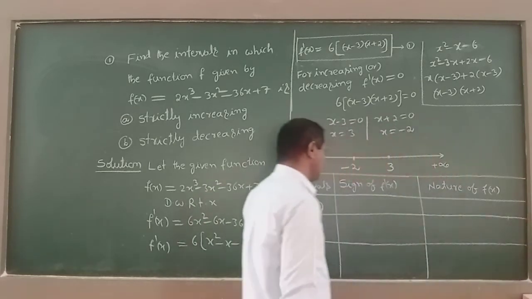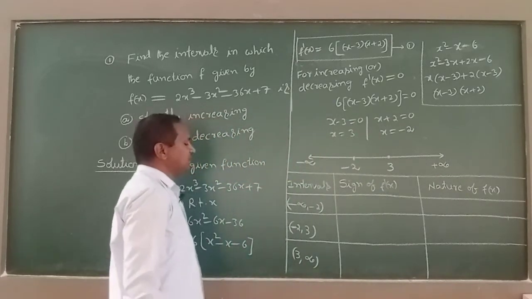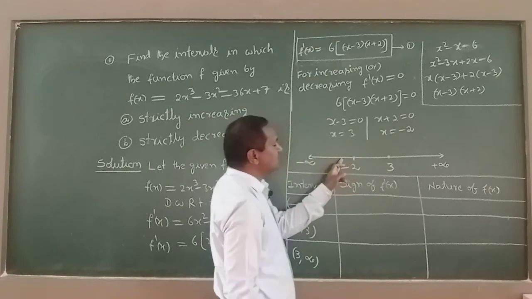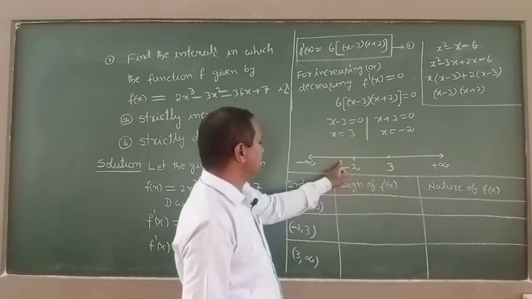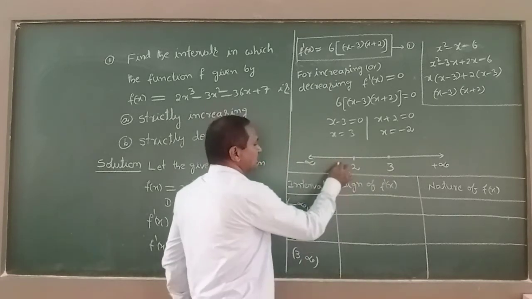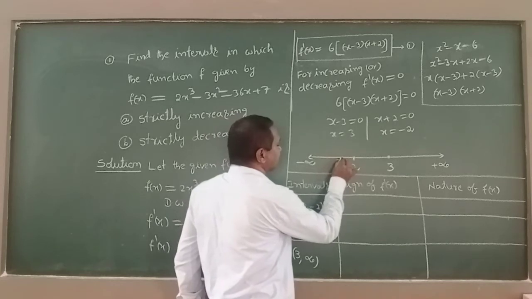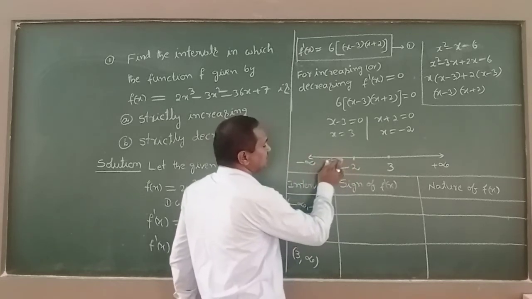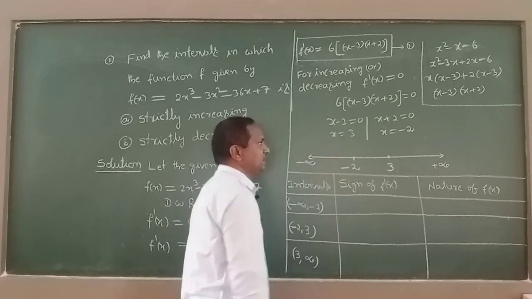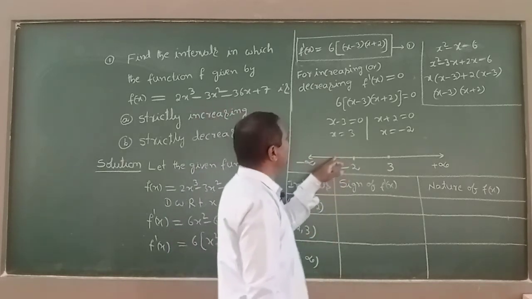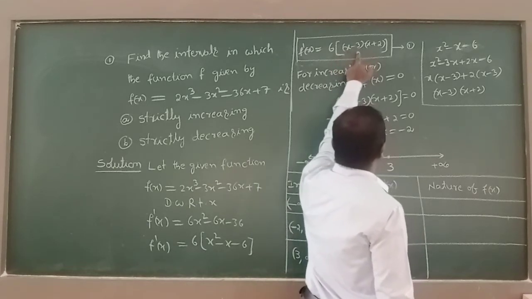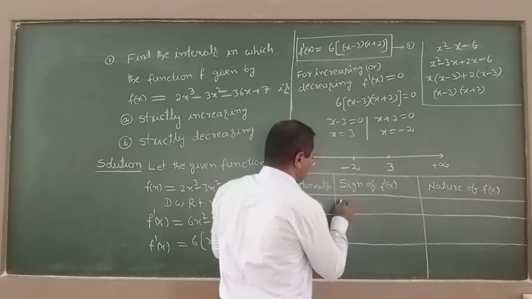Minus infinity comma minus 2. Before minus 2, generally which numbers will come here? Minus 3, minus 4, like that we can represent also, no problem. You can select any one number, say minus 3. Just substitute here, minus 3. Minus 3 minus 3 is minus 6, which means negative.